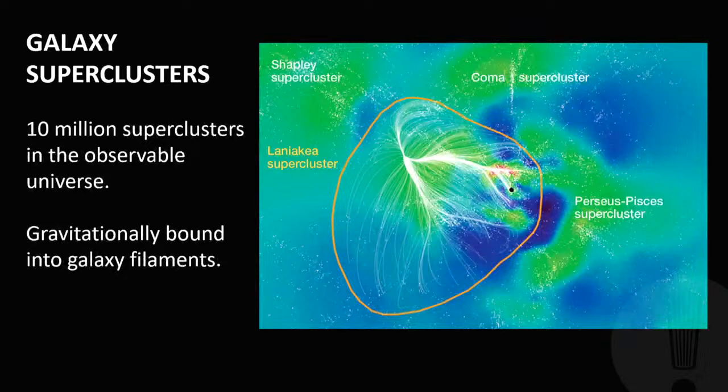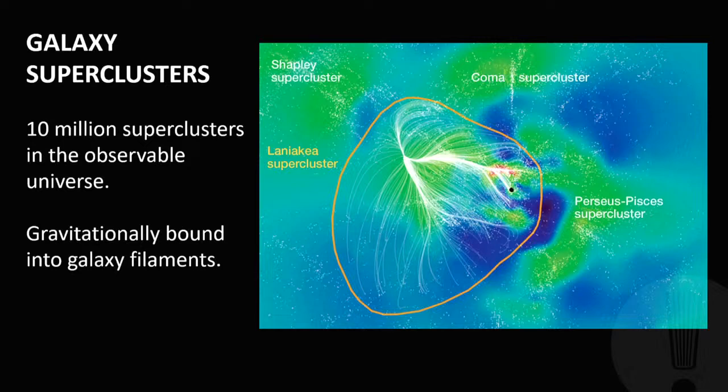So this is a picture you may have seen get spread on social media, depending on what you like to follow, or the internet. And it's when they've mapped out the Laniakea supercluster. These galaxy superclusters, there are 10 million total that we've estimated in the observable universe, and they are gravitationally bound into galactic filaments, these long lines made up of galaxy groups and superclusters.